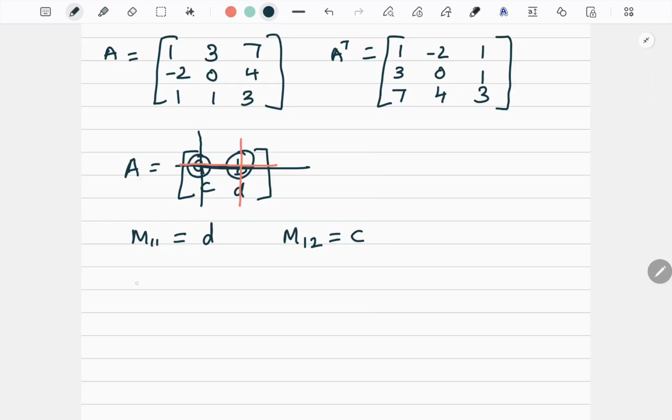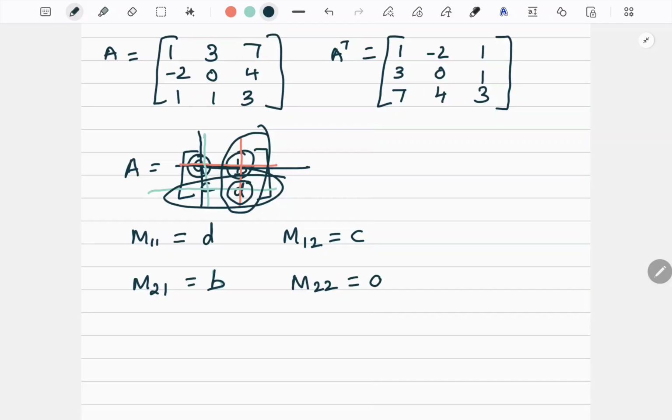Same way, if I want to write the minor of M21, means C. If I want to write the minor of C, what I'll do? I'll cut the row containing C. I'll cut the column containing C. What is left? B. So B will be the answer. Now next M22. If I want to write the minor of D, so what I'll do? I'll remove this. I'll remove this. What is left? A. Correct. So this is how you write down the minor.